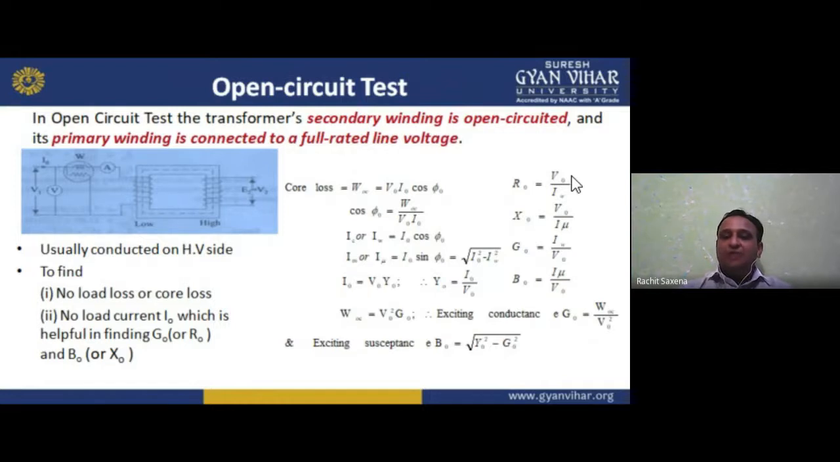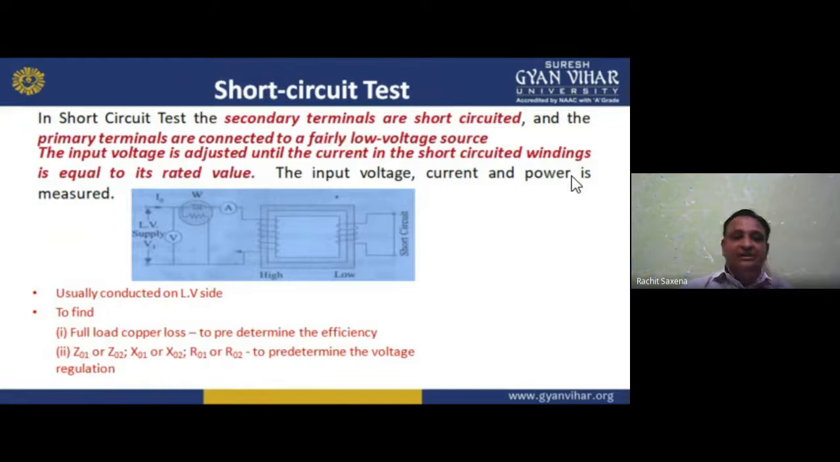G naught is equal to I mu upon V naught, and B naught is equal to I mu upon V naught. We can find these from the open circuit test, and we can derive this value. Now secondly is the short circuit test.